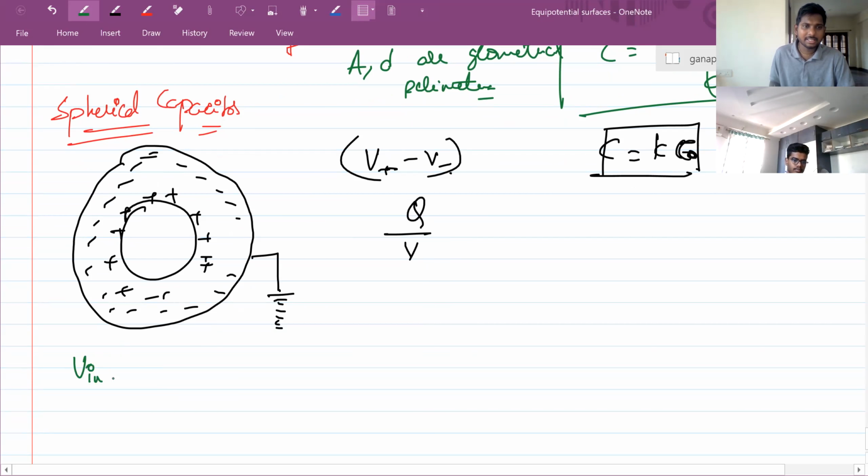V inside, what is the inside potential? Tell me. This is R1 and this is R2. I'll write it as A or B also. V inside is KQ by A, due to this sphere. Shell means KQ by A, right?